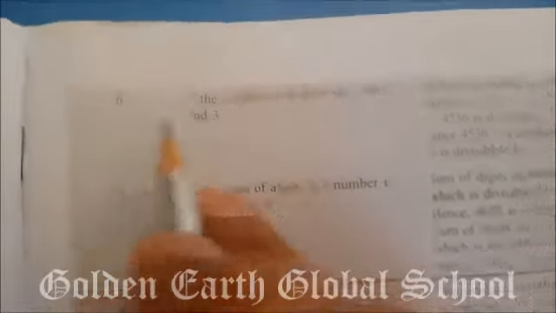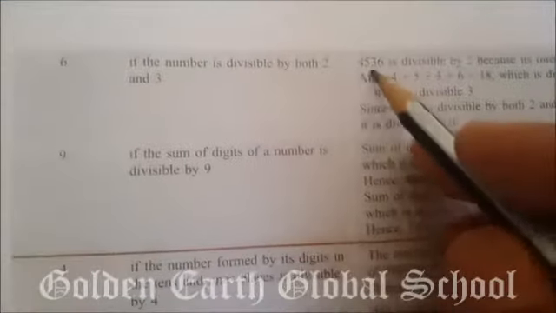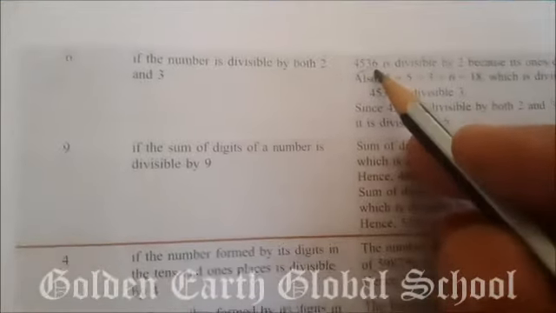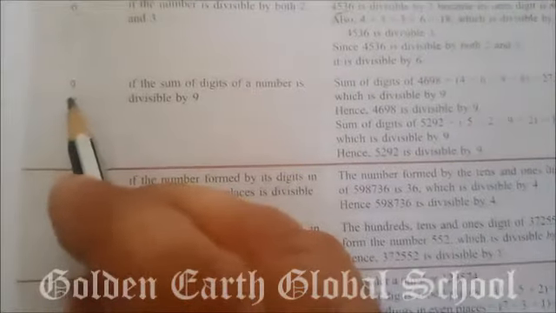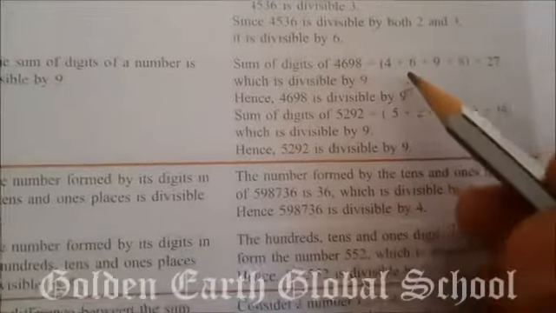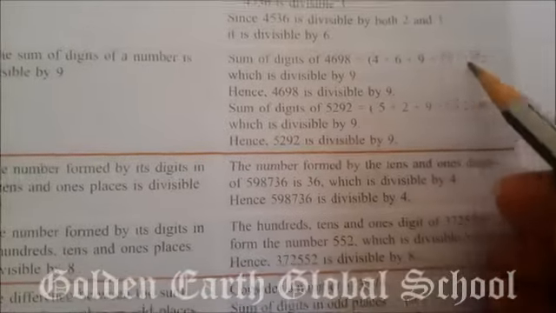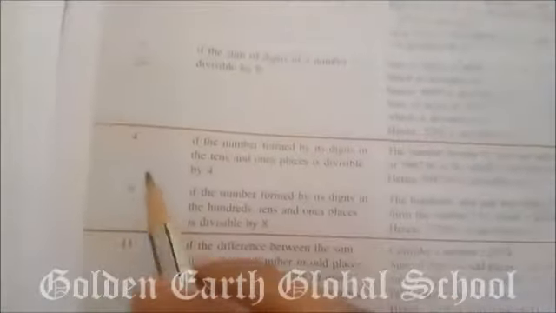Look at the divisibility rule of 6. If the number is divisible by 2 and 3, look carefully, 4536, it is divisible by 2 and also by 3, so it is divisible by 6. The divisibility rule of 9 is the same as the rule of 3. The sum of digits of 4698: 4 plus 6 plus 9 plus 8 is 27. So 27 is divisible by 9, so the number is also divisible by 9.